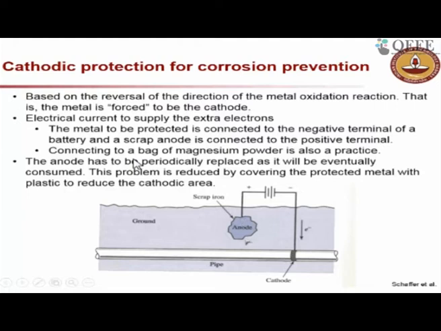There is one more way. Here, the example shown is by putting a sacrificial anode. There is another way, which is by supplying current with a power source. Instead of this anode, you put a power source, and you pass a very small current to the pipe itself. Instead of this bag or sacrificial anode, you will have a power source which will give enough current, or enough electrons, to the metal which needs to be protected. So those are the two ways of cathodic protection.